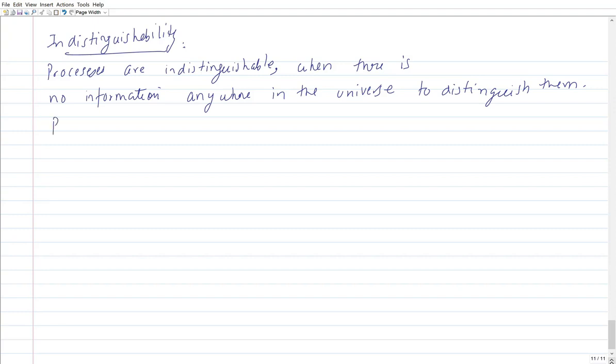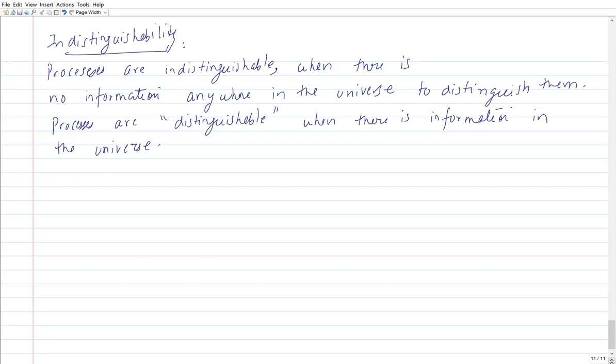Well, processes are distinguishable when there is information in the universe about which alternative happened.